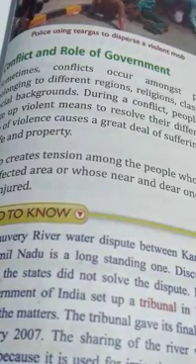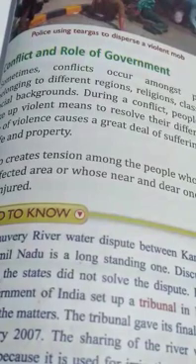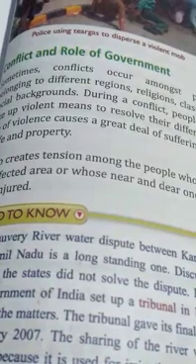So it's all the government's responsibility to stop them, to make everyone understand that they should resolve their problems and the conflicts peacefully and properly according to the law. So here are some steps the government takes when it comes to conflict between the citizens of India.